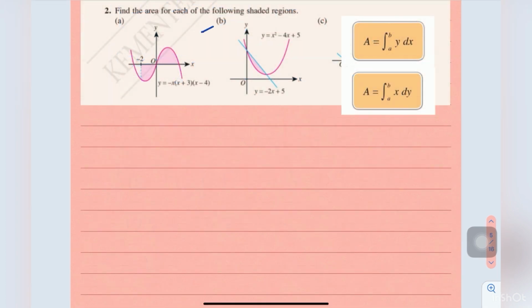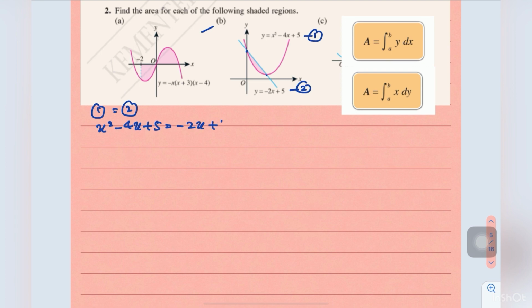Question 2b, find the area for each of the following shaded regions. To find the pink shaded area, you need to find the limits first. The limits are the intersection points, so we can use simultaneous equations. Let's say this is the first equation and this one is the second. So we use simultaneous, 1 equals 2: x squared minus 4x plus 5 equals negative 2x plus 5.